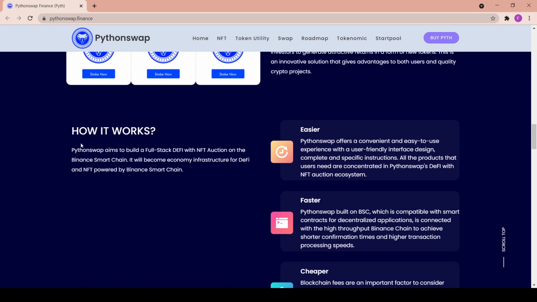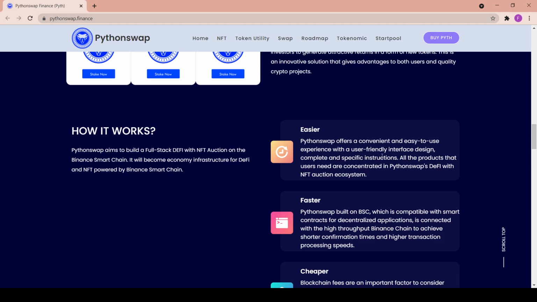How it works. So Pythonswap aims at building a full-stack DeFi with NFT auction on the Binance Smart Chain. It will become economic infrastructure for DeFi and NFT powered by Binance Smart Chain. So first of all, it's easier. Pythonswap offers a convenient and easy to use experience with user-friendly interface design, complete and specific instructions.